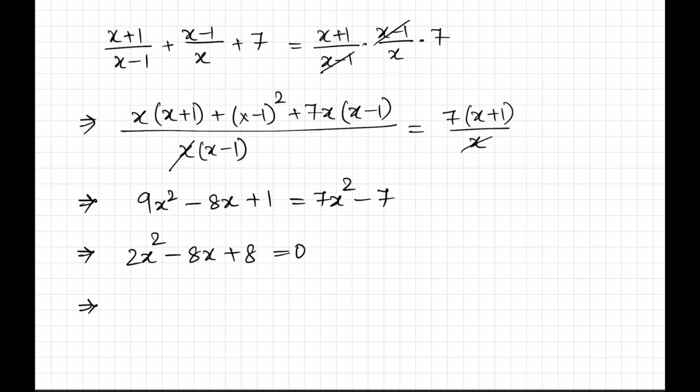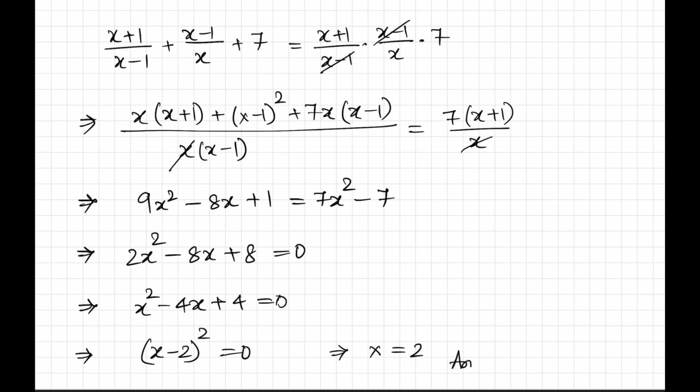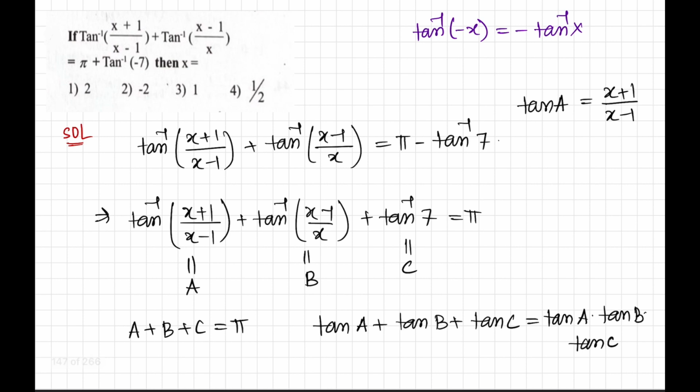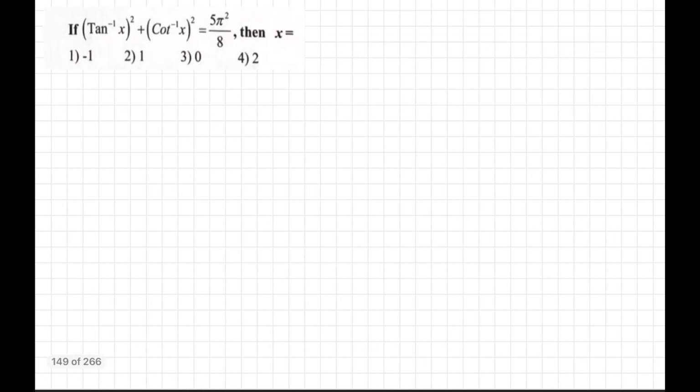This can be written as x squared minus 4x plus 4 equal to 0, which is nothing but (x minus 2) whole squared equal to 0. So that gives us the answer x equals 2. So if we look at the options, clearly option 2 is the right choice. Now let us move on to the next question.